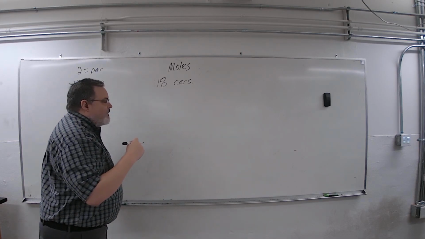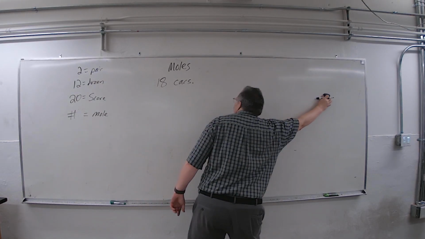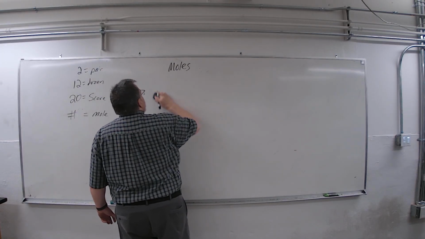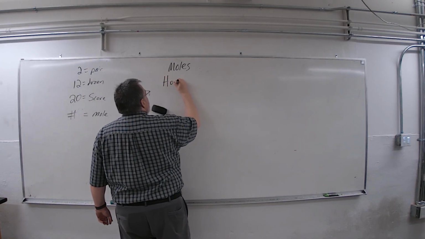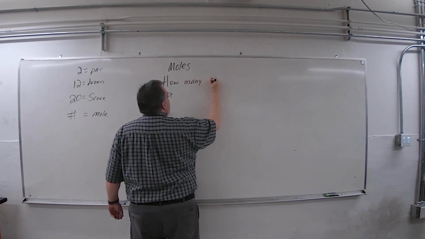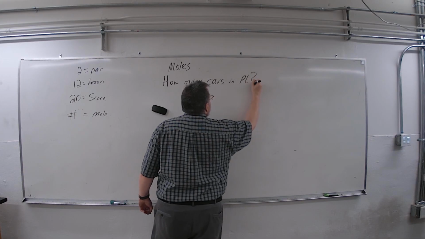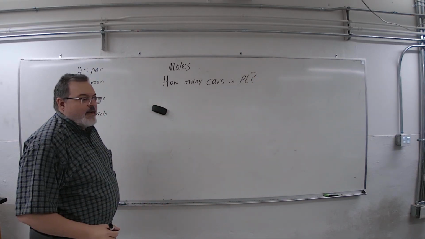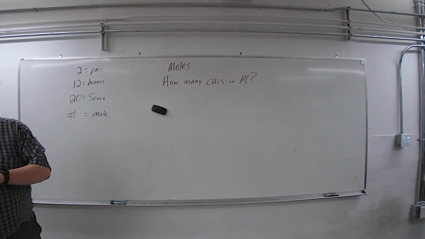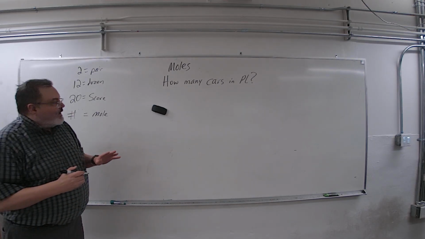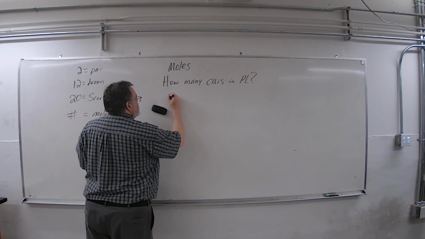If I said go out in the parking lot and count how many cars are out there, and there were 18 out there, as in 1, 2, 3, 4, 5, 6, 7, 8, just the integers, and you went and you counted them, and you came back, there were 18, you'd come back and say, 18.